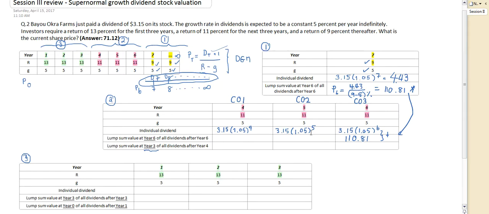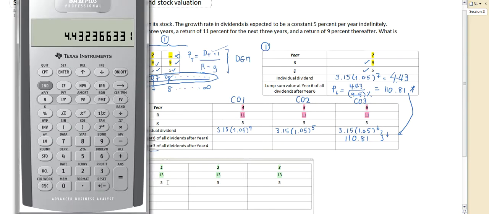So let's work on the calculator together. So I clear the cash flow, everything before I start working. So at year 0, that is actually it's year 3, and that's what we need to find present value, so you don't have to add anything. So year 1, which is this, will be 1.05. Again, work with the kind of complicated part first. To the power of 4 equal to this, and times 3.15. So enter this as CO1.